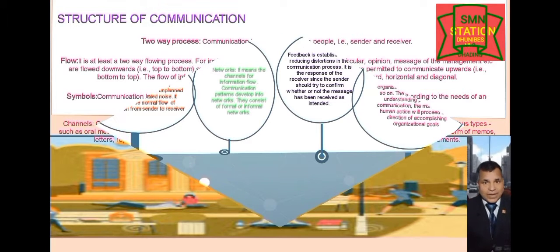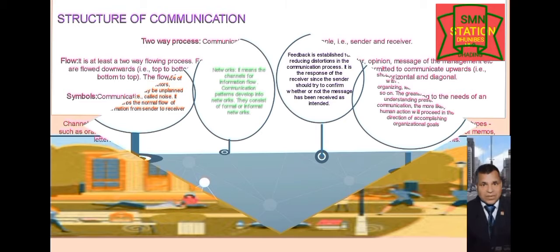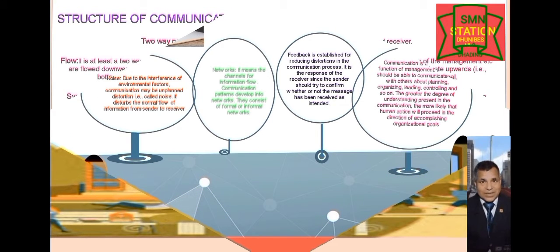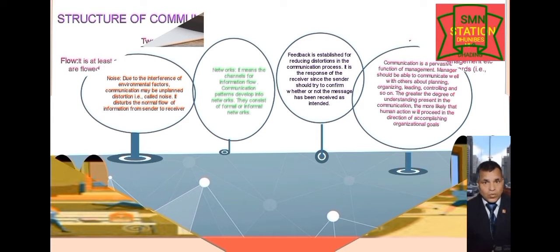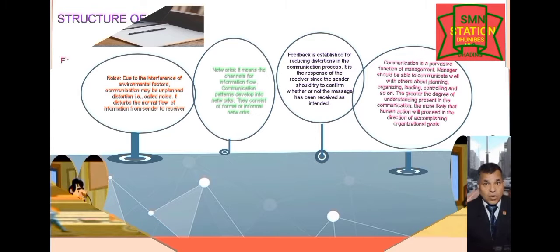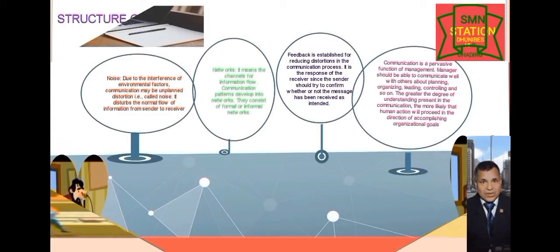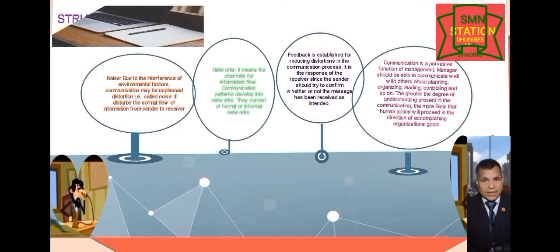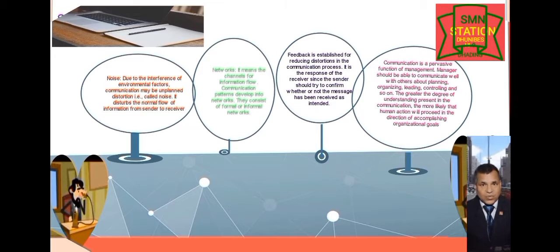It distorts the normal flow of information from sender to receiver. Number 6, networks. It means the channel for information flow. Communication patterns develop into networks. They consist of formal or informal networks. Number 7, feedback. It is established for reducing distortion in the communication process. It is the response of the receiver, since the sender should try to confirm whether or not the message has been received as intended.